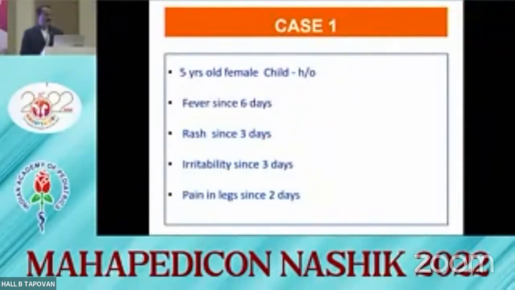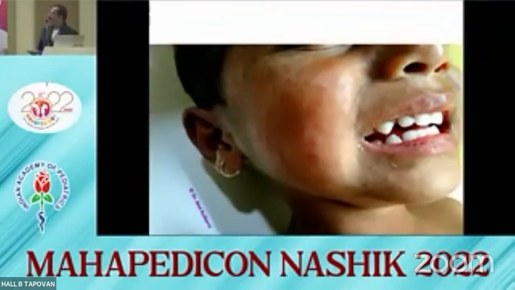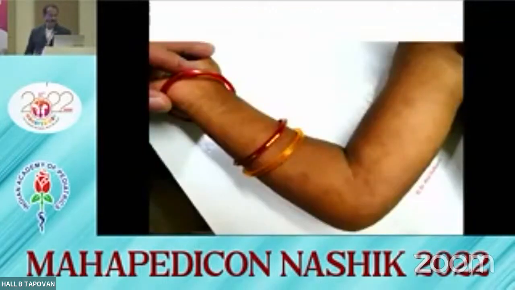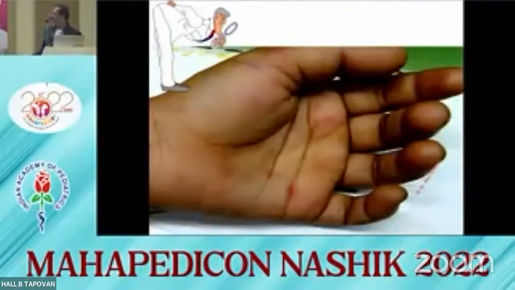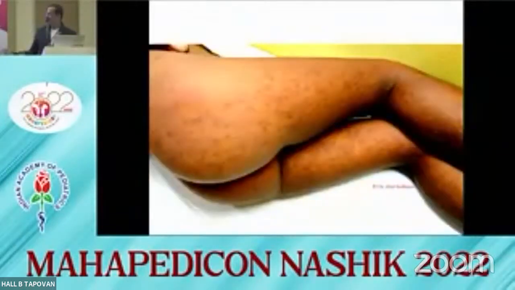This 5-year-old male child had a fever since 6 days, rash since 3 days, irritability and pain in legs. You can see a rash over the face, on the arm, on the palms. So what is the diagnosis? Yes, rickettsial fever, because the rash is extending on the palms; already we have discussed the peripheral lesions.